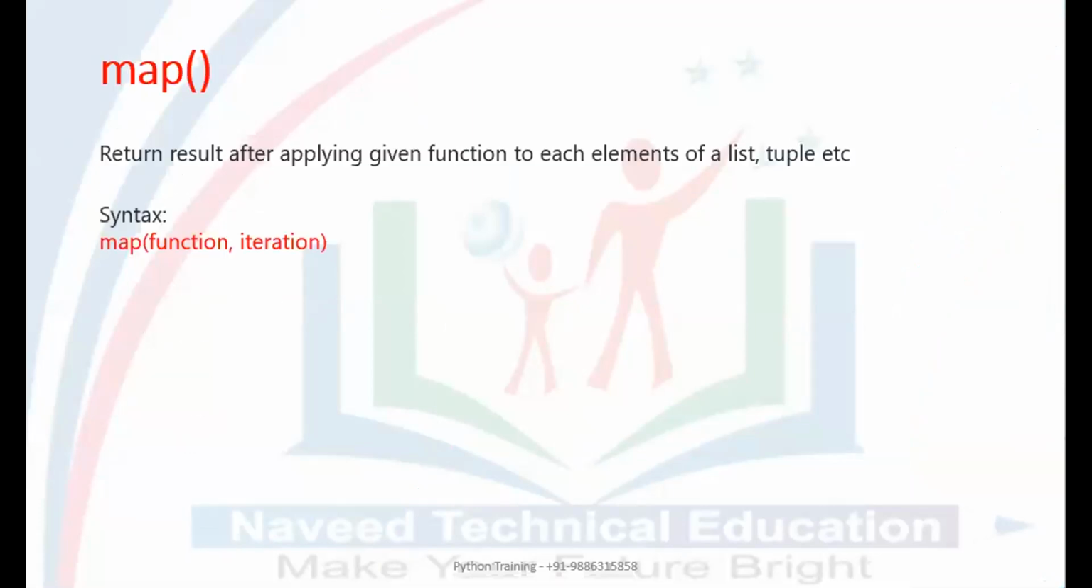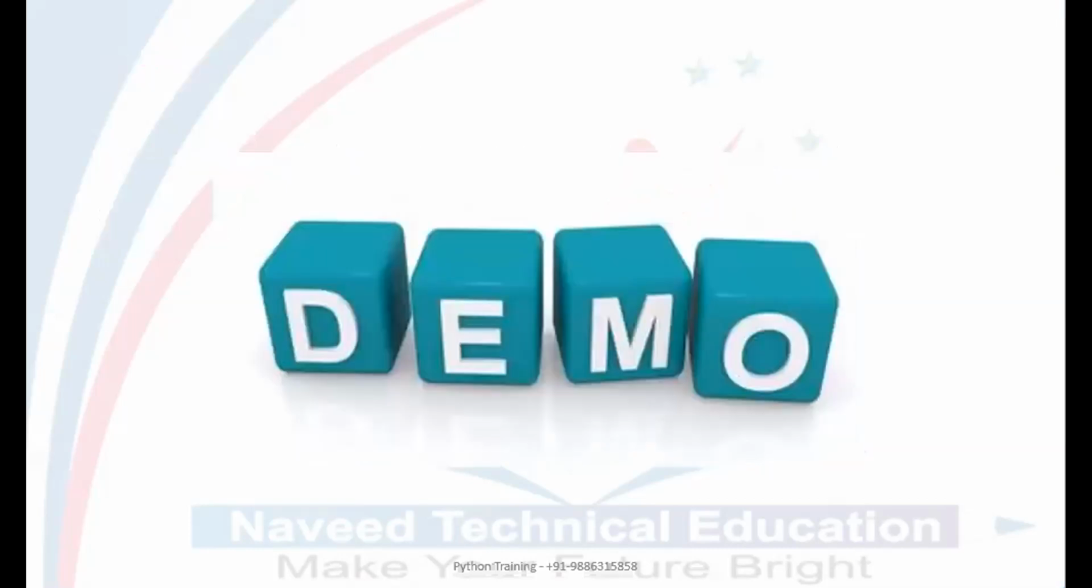Now coming to the map function. See, the map function basically returns your result after applying a given function to each element of your list or tuple. Okay, so it returns a list of the results after applying the given function to each item of a given iterable. Below is the syntax. Map is the keyword, followed by a function, and then we have to give the iteration. So iteration here can be a list or a tuple. Now let's have a look at the demo to have a better understanding of this.